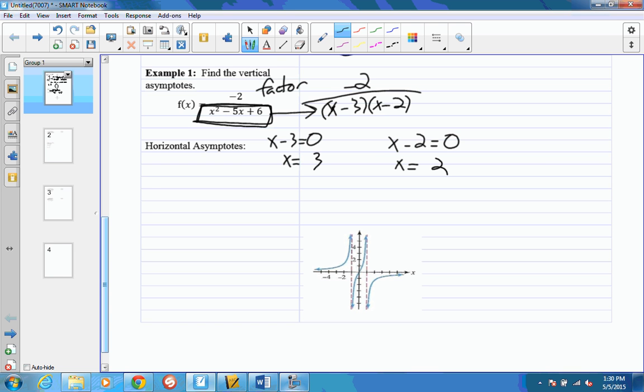This is a mistake, right? So think about that. If I plugged in 3 for x, I'd have 3 minus 3, which is 0. And I'd have 3 minus 2, which is 1. And 0 times 1 is 0. So I'd have a 0 on the bottom. If I plug in 2, I'd have 2 minus 3, which is negative 1, and 2 minus 2, which is 0. And negative 1 times 0 is still 0. Either way, for each of those answers, I get a 0 at the bottom and an undefined answer. So I have vertical asymptotes at x equals 3, x equals 2.